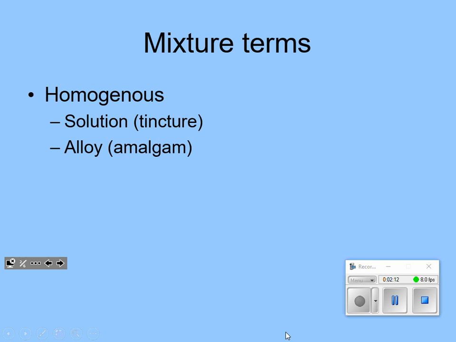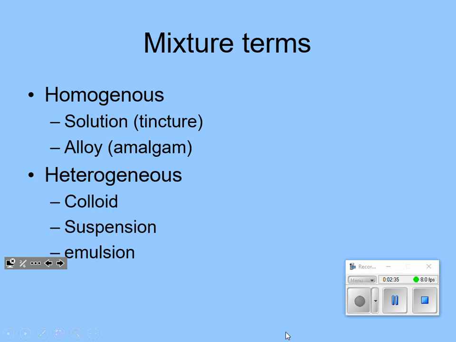A second type of homogeneous mixture we actually talked about a little bit at the end of last semester. When we talked about metallic bonding, we talked a little bit about what an alloy was. It's a mixture of two or more metals. Some people, if they get dental work, a filling could be an amalgam. It's a specific type of alloy.